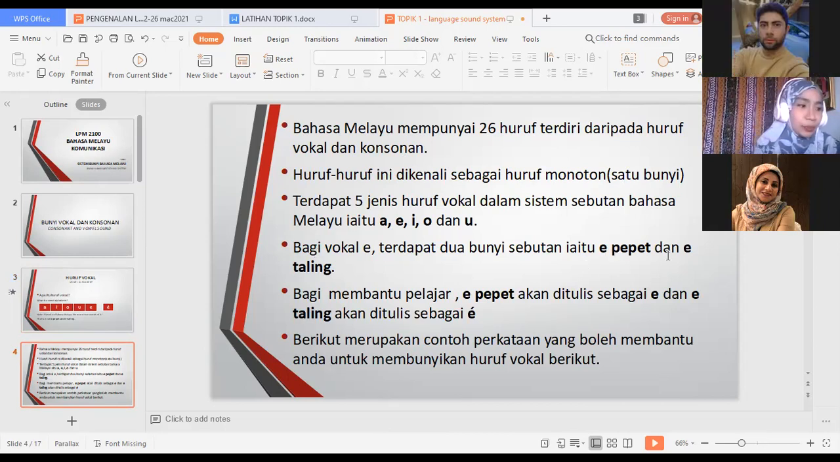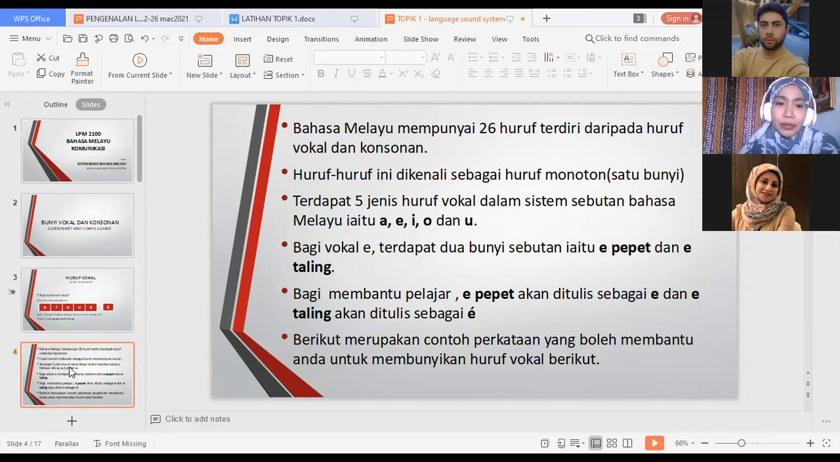What is E-pepet? In Bahasa Melayu, we have two E. One of them we call E-pepet. We write it like this, just a normal E. But E-taling will be written like this. I have marked some of it with a mark on the top. So this one is E-taling.